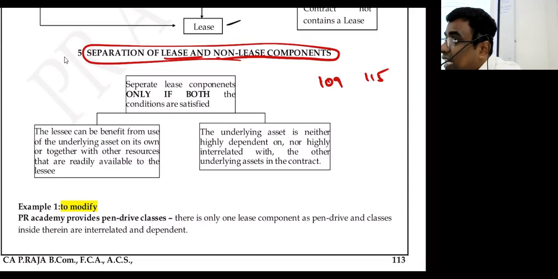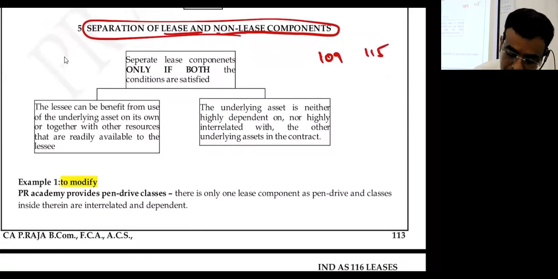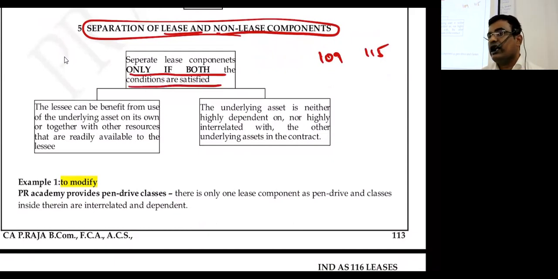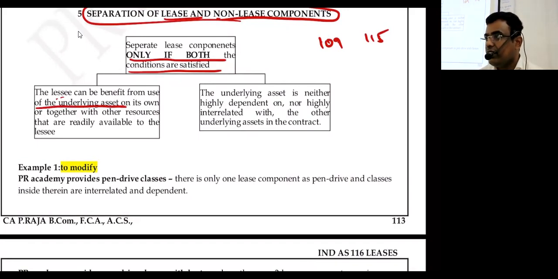Now I make a contract, in which one portion is lease and another portion may not be lease. So that is also separation of lease and non-lease component. Separate the lease component only if both conditions are satisfied. If both conditions are satisfied, then you separate; otherwise don't separate. Condition number 1: the lessee can benefit from use of underlying assets on its own or together with other resources that are readily available.